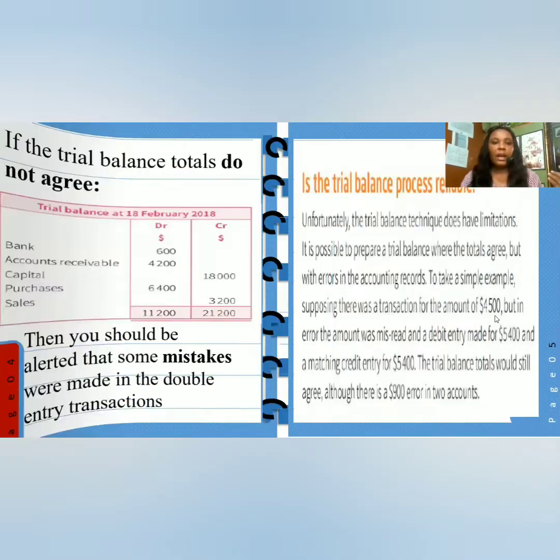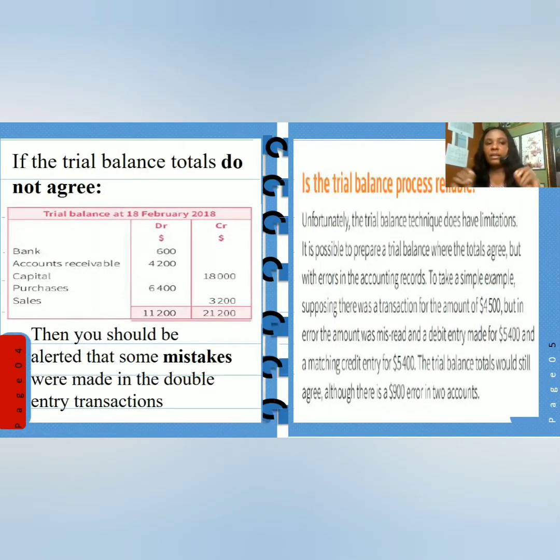All right, so if your trial balance totals do not agree, as in this case where the debit side is 11,200 and the credit side is 21,200, it means that you made some mistakes when you were making the double entry records. If your trial balance totals do not agree, it simply means that you had made some mistakes when you were carrying out your double entry procedure. And so you have to go back through your double entry records and check. Now, there are sometimes when the trial balance totals will agree, even though you made a mistake.